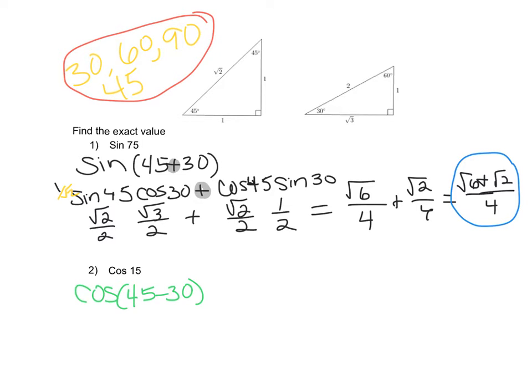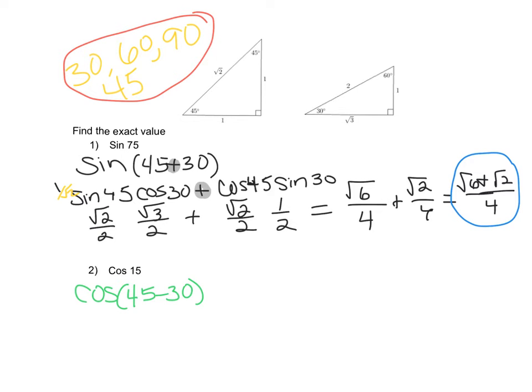You could have done 60 minus 45. Doesn't matter, so I'm going to do that one. So now I'm going to use my formula for cosine, because again, I can't distribute. I can't find the cosine of 45 and then find the cosine of 30 and subtract them. It doesn't work like that. The trig functions are not distributed. You can't distribute like that.